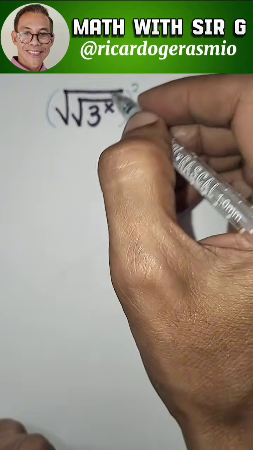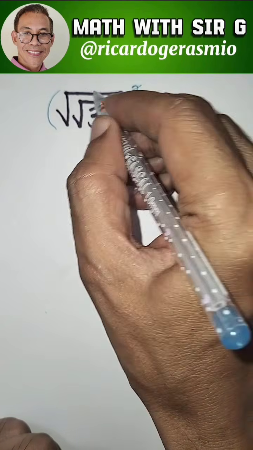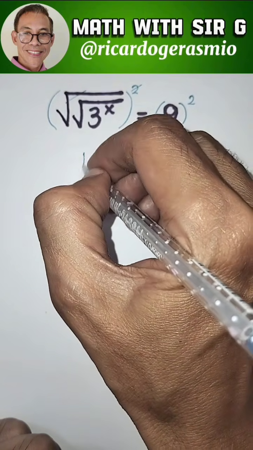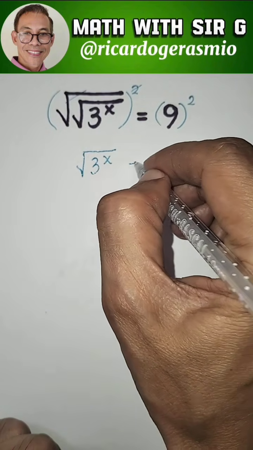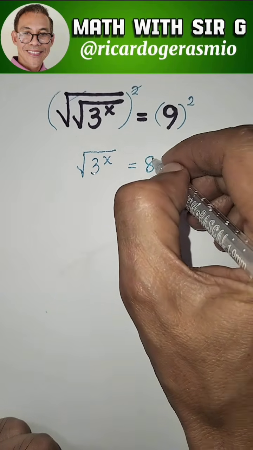Okay guys, so the square of the square root of 3 raised to the power of x simply cancels this and cancels that. Okay guys, so we will have square root of 3 raised to the power of x equals the answer of 9 raised to the power of 2, and this is 81.